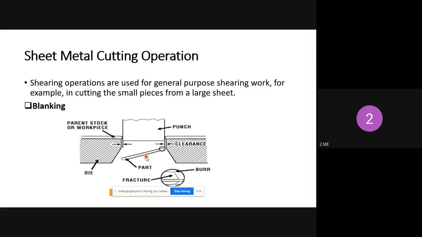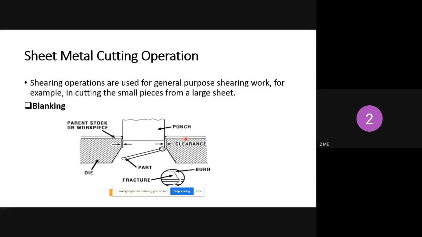Then we apply pressure with the help of the punch. Because of this pressure, the workpiece will be cut. That cut portion is called what? Useful work. The remaining sheet is taken for other work.